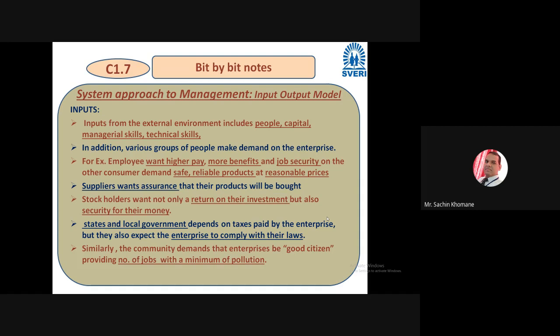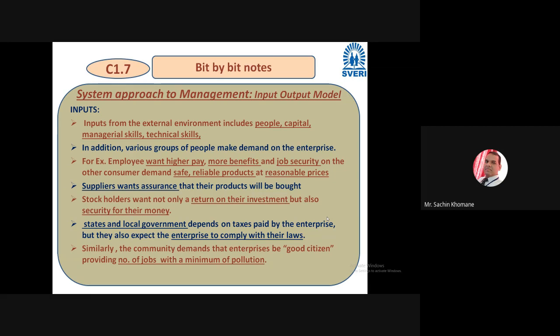Along with returns, they are also demanding security of our money. They need a guarantee: we are investing, so is there a guarantee to return that amount? This also comes under the input. The next one is that state and local governments demand taxes, right? It is true, every enterprise needs to pay, right?